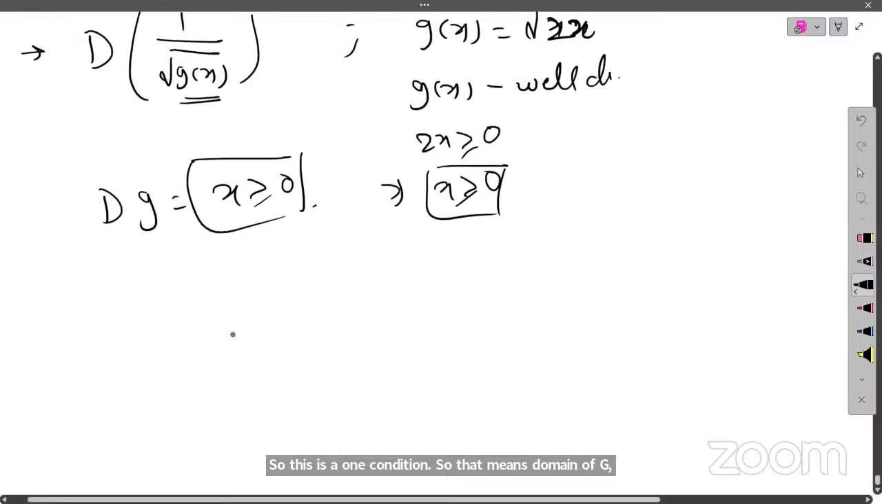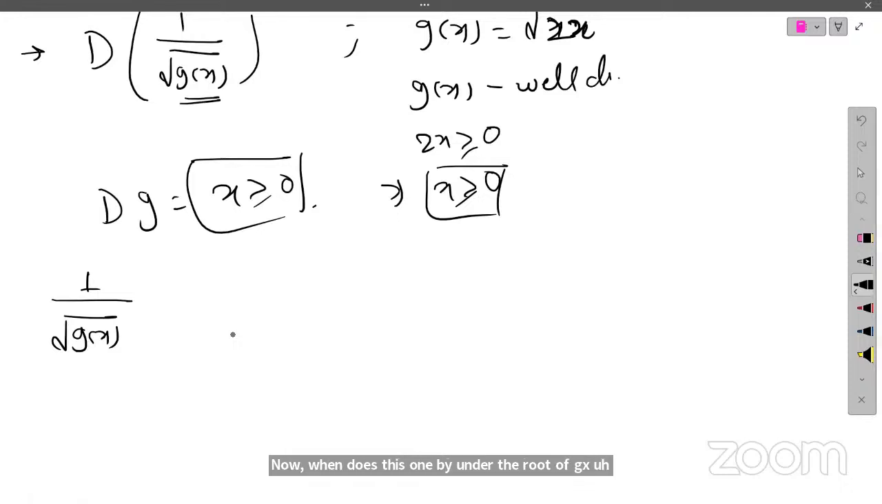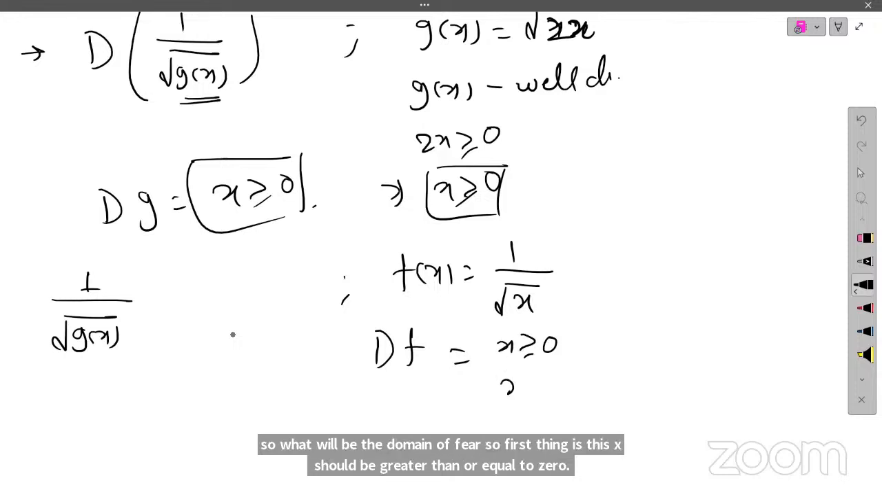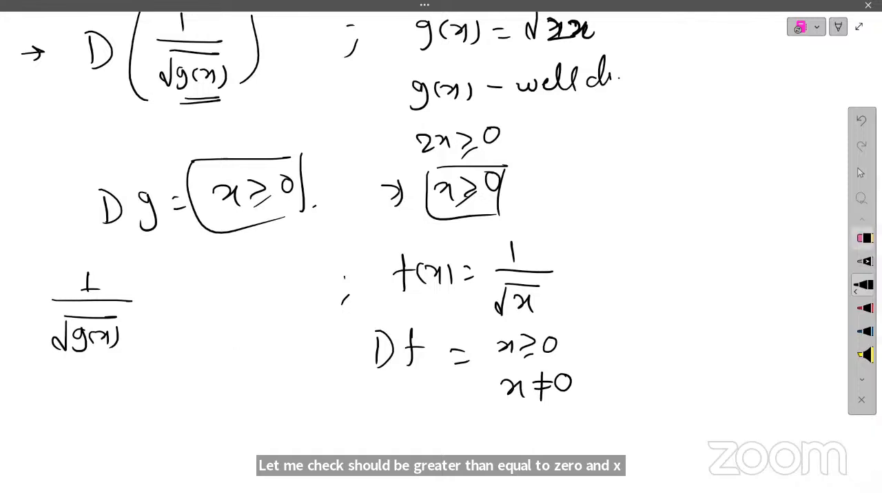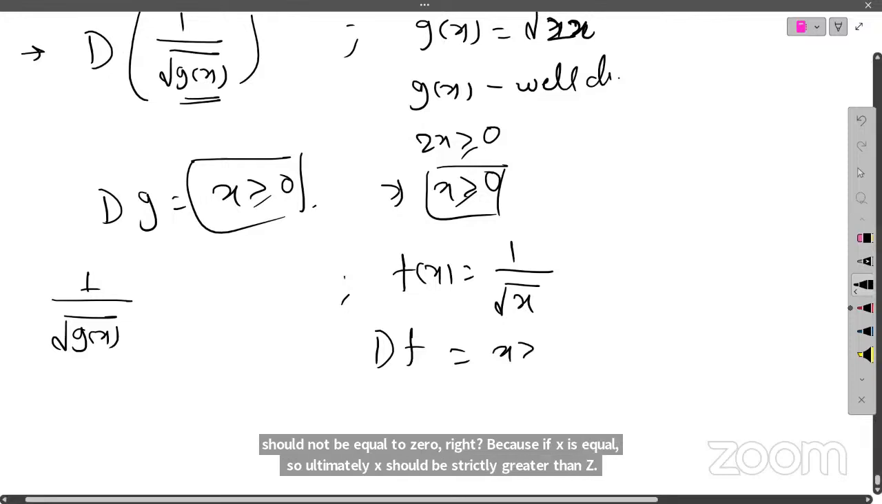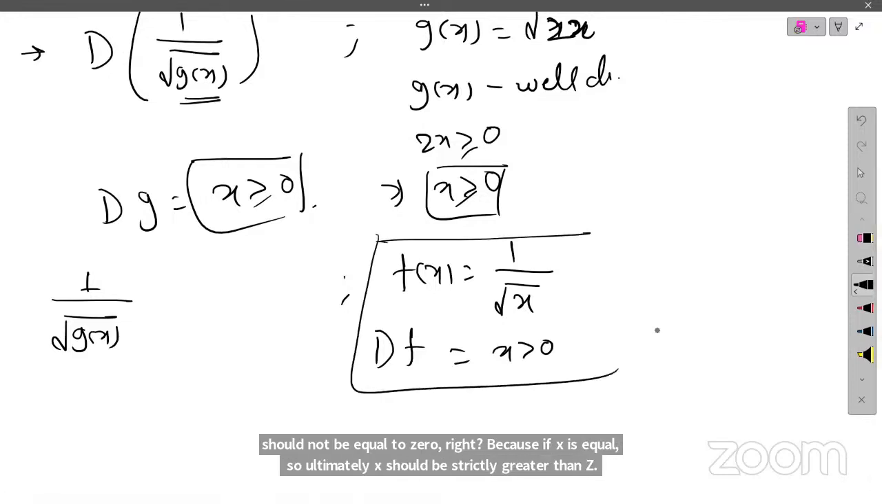Right? Now, when does 1 by under the root of g of x make sense? Observe the domain of the under-the-root function. If you consider f of x equal to 1 by under the root of x, what will be the domain of f? First, x should be greater than or equal to 0, and x should not be equal to 0. So ultimately x should be strictly greater than 0. That will be the domain of this f function. Is that clear to you?